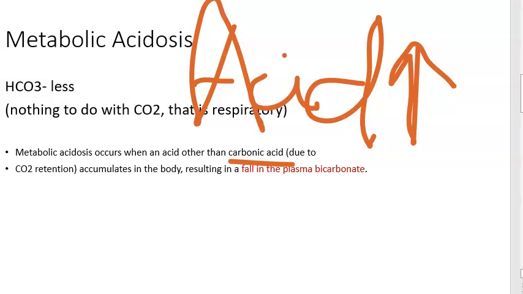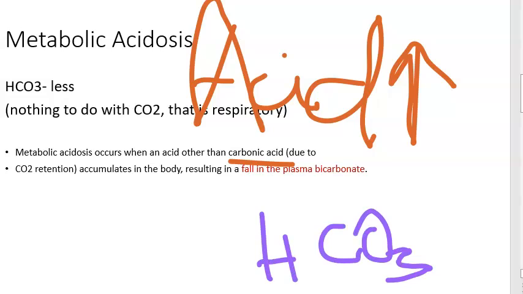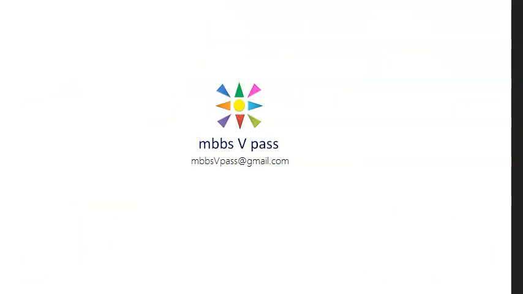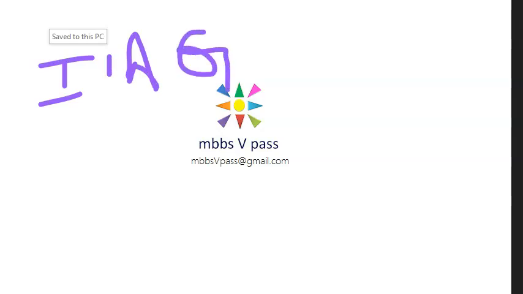So here what exactly is happening is the HCO3 minus, that is the bicarbonate ion, right? This one is going to be low. So there is a fall in plasma bicarbonate. So that is metabolic acidosis. Okay. So in metabolic acidosis, people, there are two types. One is where there is increased anion gap, and another one is normal anion gap.